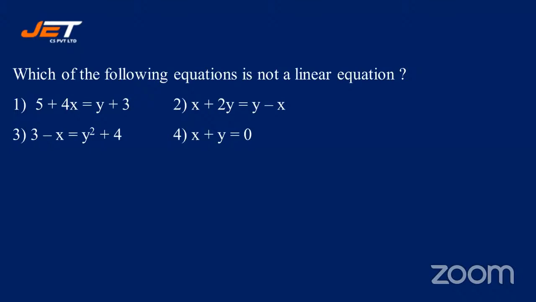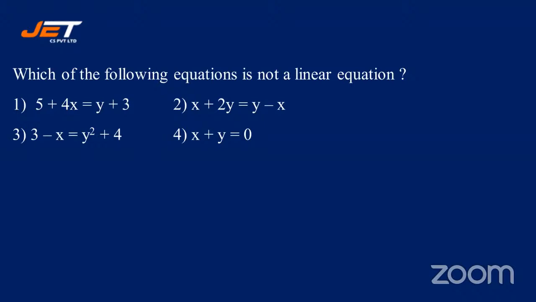Yes, let's come to the first question. Which of the following equations is not a linear equation? Is it option 1, 5 plus 4x is equal to y plus 3? Or option 2, x plus 2y is equal to y minus x? Or option 3, 3 minus x is equal to y square plus 4? Or is it option 4, x plus y is equal to 0?